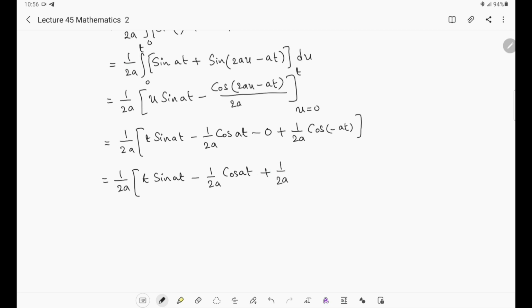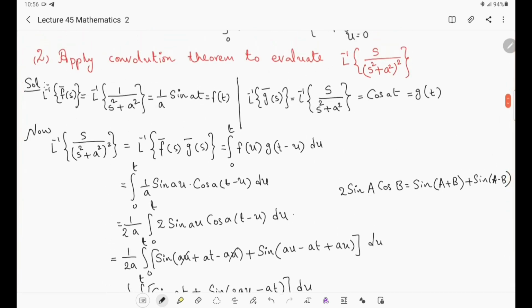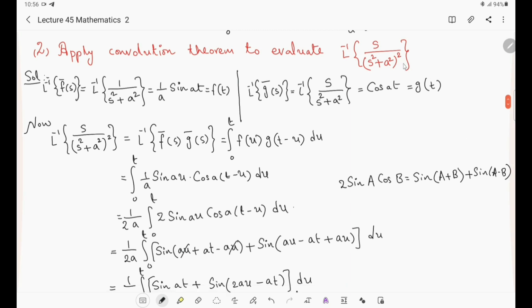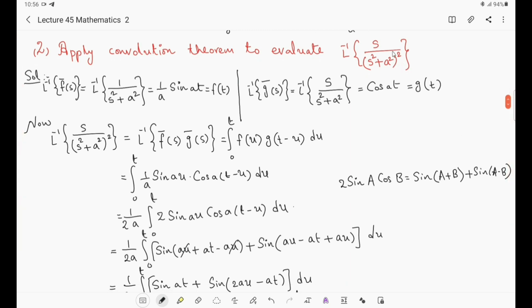See, cos of minus theta is cos theta only. So cos at. Now what will happen? This 1 by 2a cos at and 1 by 2a cos at will get cancelled. So finally we will get 1 by 2a into t sin at. This is the required answer for the Laplace inverse transform of s by (s square plus a square) whole square.